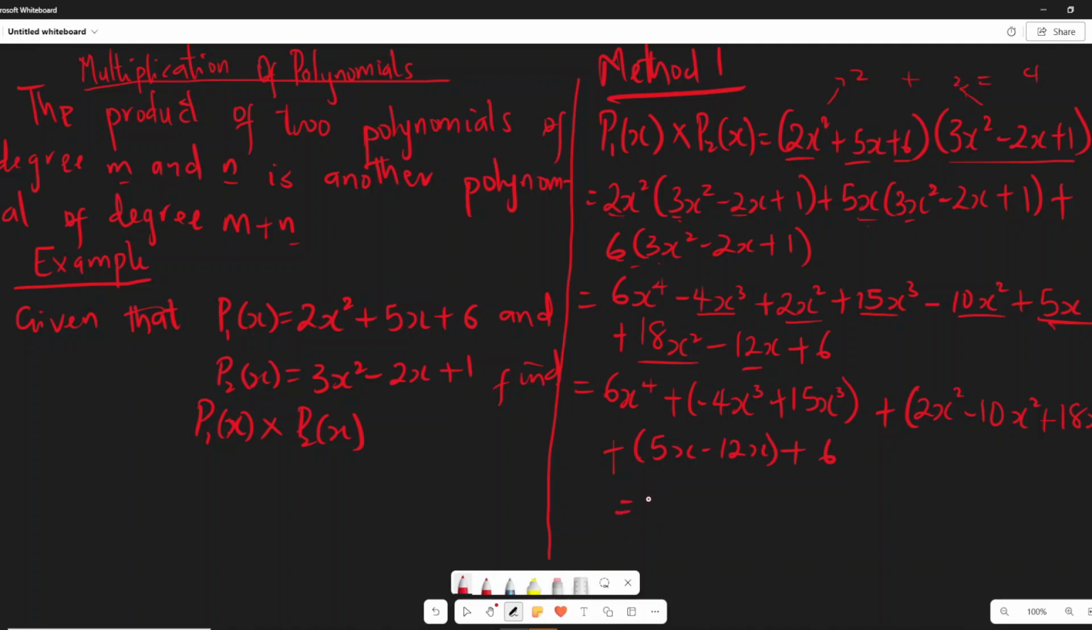So if you take all these, we'll be having 6x to the power of 4 minus 4x cubed plus 15x cubed is 11x cubed. 2x squared minus 10x squared is minus 8x squared plus 18, that's plus 10x squared. 5x minus 12x is minus 7x, then plus 6. I said I'm going to use two methods, so let's do the second method.